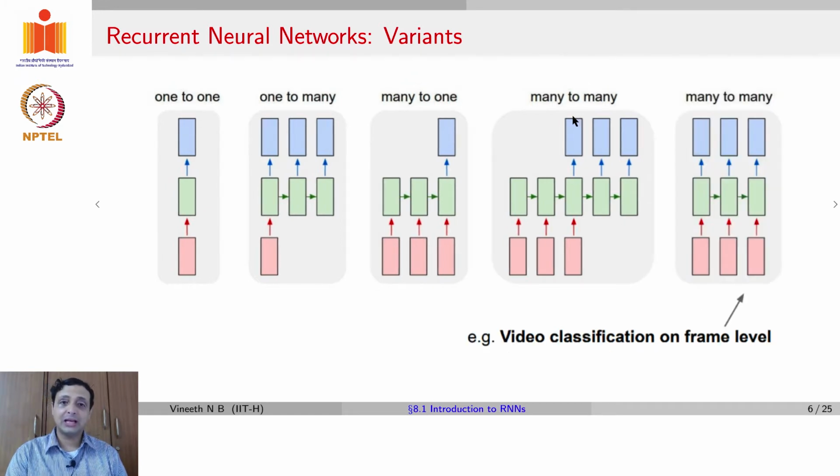You could also have a slightly varied many-to-many setting where you have a set of inputs over time, a set of outputs over time again, but the outputs and the inputs are synchronized at each input. An example here could be video classification at frame level. You have a video coming in as input to your model, which, remember, has a temporal component to it. But at the same time, you want to make predictions at the level of every frame. That would be a many-to-many setting in this particular context.